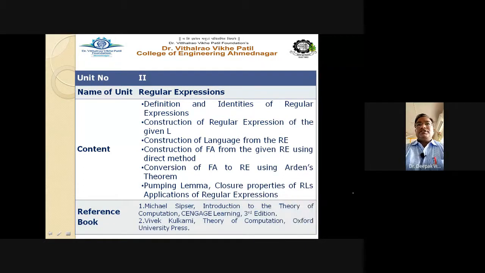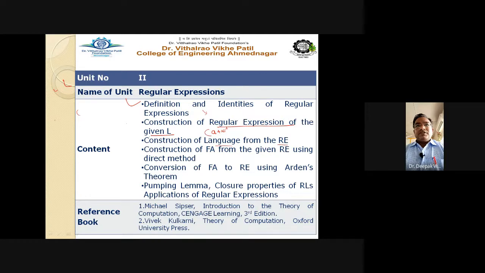Already the discussion has been done on the definition and identities of the regular expression, right? And in today's lecture session, we are going to discuss the construction of regular expression for the given language. The language is given to you; it is a formal language, and we have to construct the regular expression. And the next one is the construction of a language from the regular expression. A language is given, for example, construct a regular expression for that particular language. So we have to write a regular expression like, for example, (a plus b) raised to star, in this way.